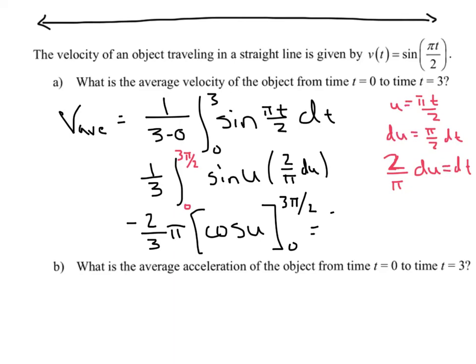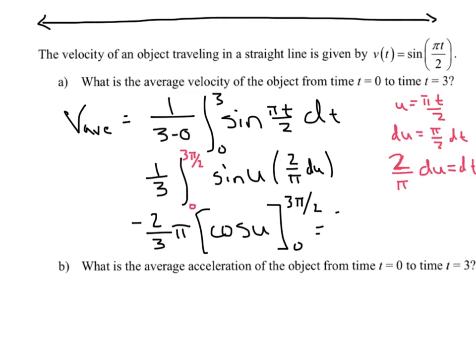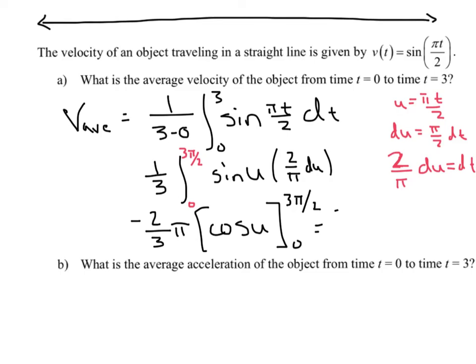And I've got negative 2 pi over 3. Let's see, plug in the cosine of 3 pi over 2, that's a 0, minus the cosine of 0, which is going to be 1, and so I'll multiply and I'll get 2 pi over 3, and that is my average velocity over the interval 0 to 3.